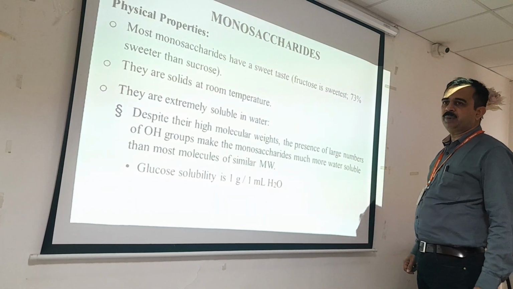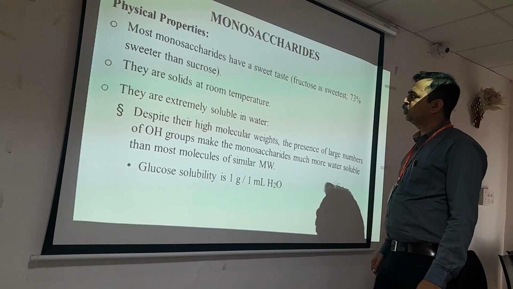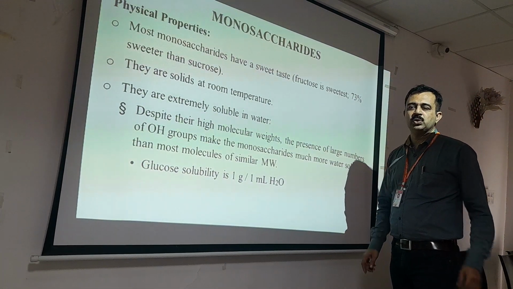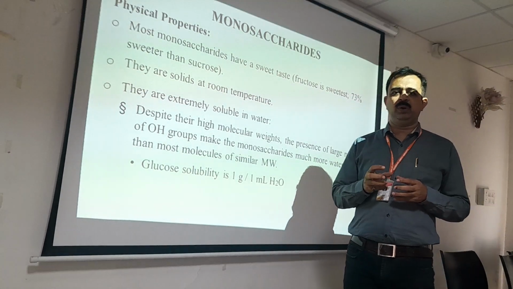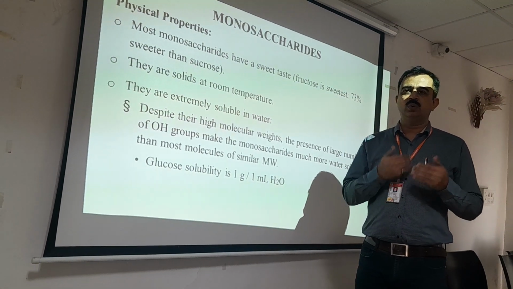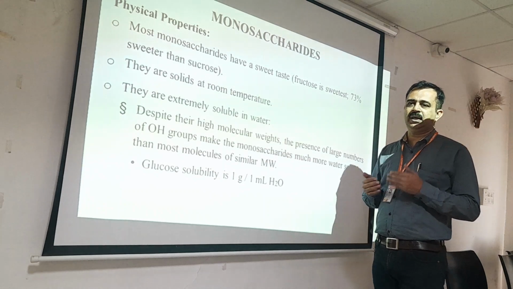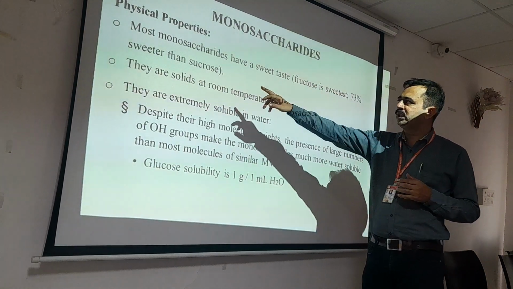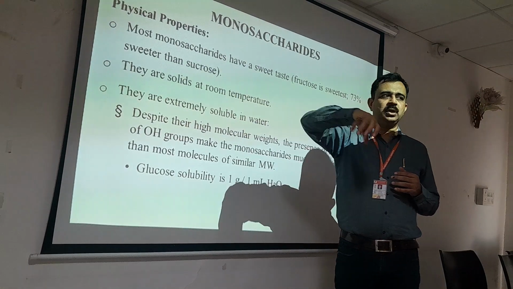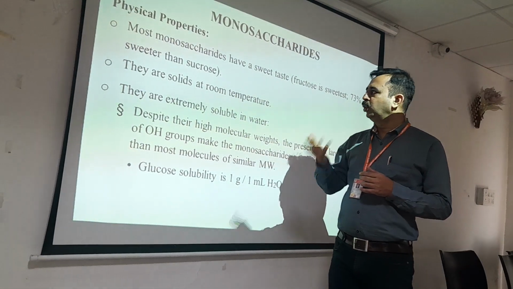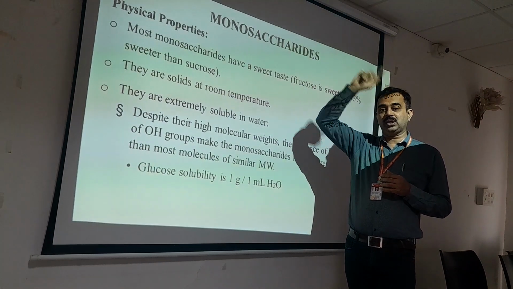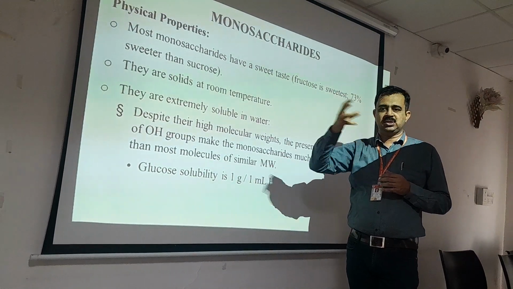Now, what are the physical properties of monosaccharides? Most monosaccharides are sweet in taste. Fructose is the sweetest. If you taste these monosaccharides, they will be very sweet. For example, fructose is one of the sweetest, 73% sweeter than sucrose, the sugar we normally eat. This fructose is generally used in making chocolates in the industry, as it is sweeter than your normal sugar.